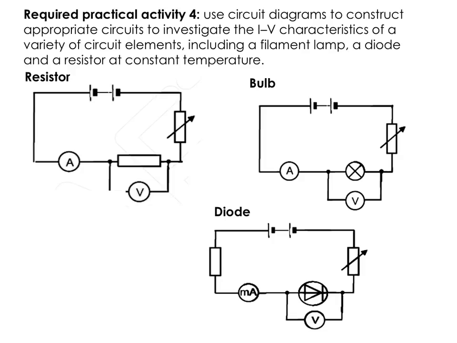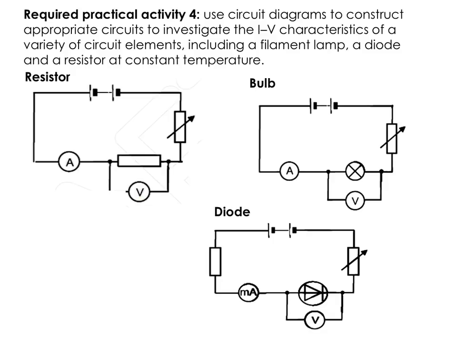I'm going to look at required practical activity number 4, which wants you to investigate the IV characteristics of a variety of circuit elements, in particular the filament lamp, a diode, and a resistor at constant temperature. Again, all of the circuits that you need to use here have been added onto the PowerPoint for you to see. So you can see we've got the two cells, which makes a battery, a variable resistor, ammeter and voltmeter, and that's standard for all the different circuits.